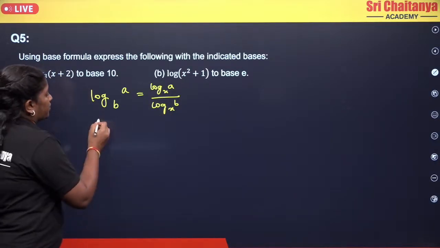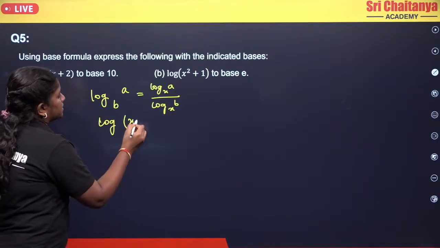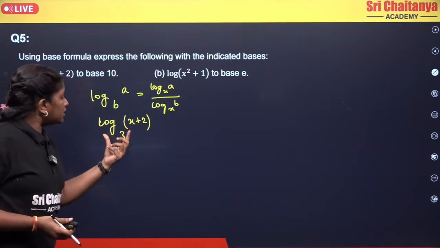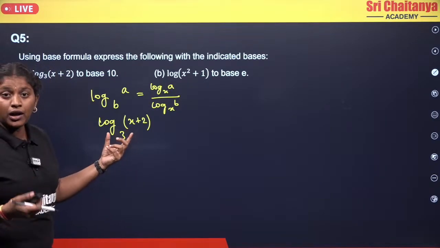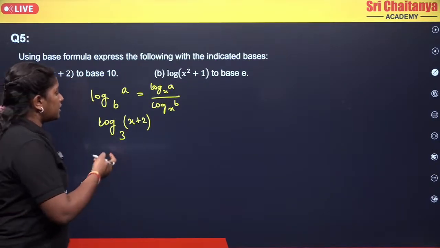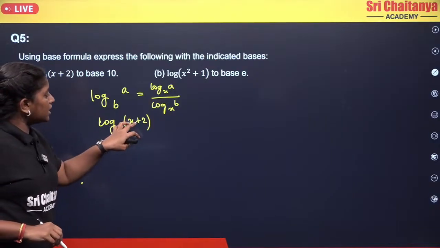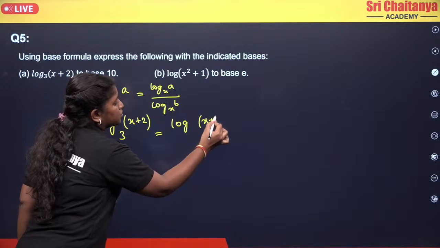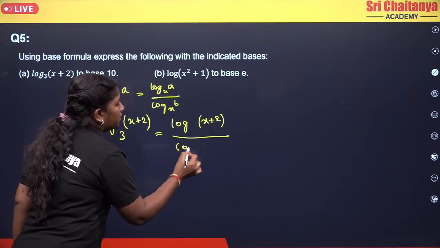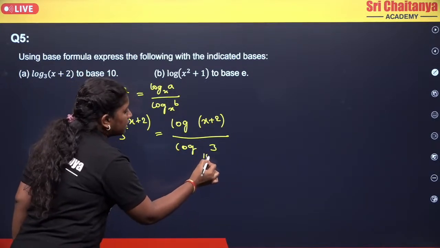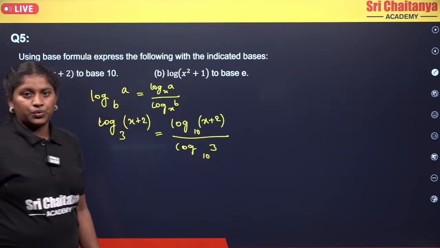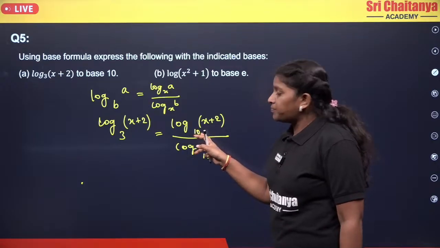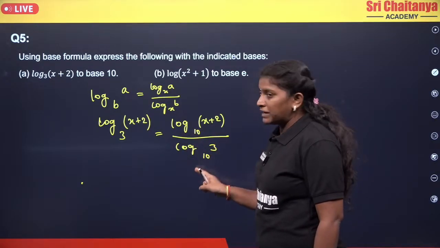Now coming to here, we will be having log x plus 2 to the base 3. Now they just wanted this logarithm to be converted into the base 10. So how can we convert it? Here we are having the 3 and here we are having the x plus 2. So in our numerator part it will become x plus 2 and our denominator part will become 3. But here it will become your base 10. So now we will be getting log of x plus 2 to the base 10 by log of 3 to the base 10.